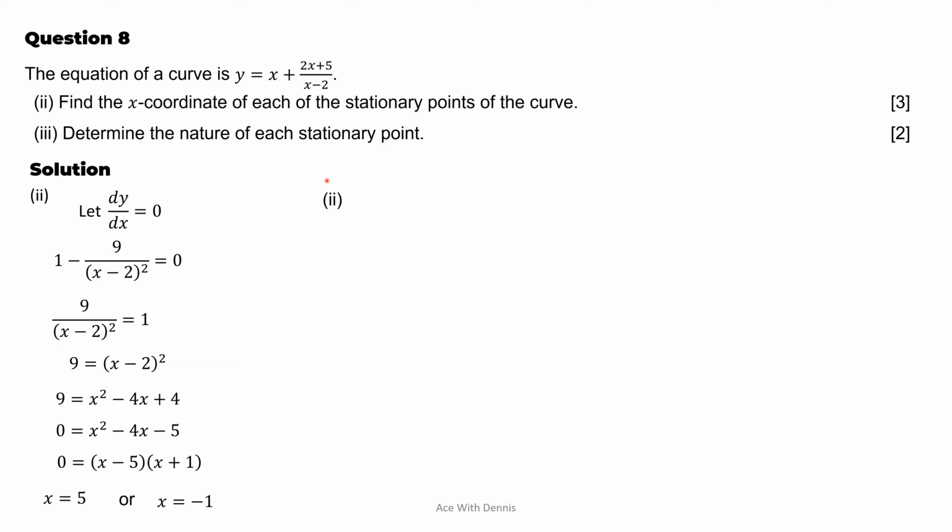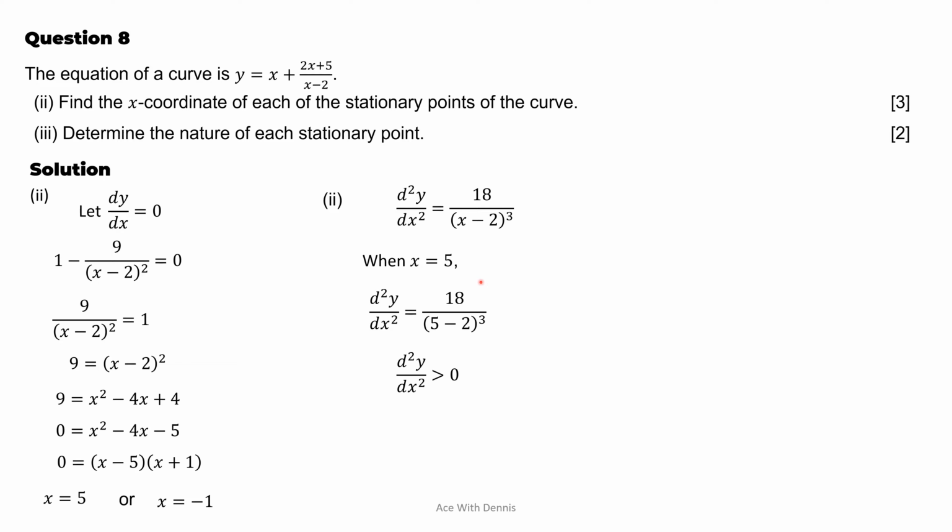Okay, part 3. To determine the nature of each stationary point, we can use the second derivative equation here, d squared y over dx squared equals 18 over (x minus 2) cubed. So when x equals 5, we substitute this value into this expression. We get that d squared y over dx squared equals 18 over (5 minus 2) cubed.